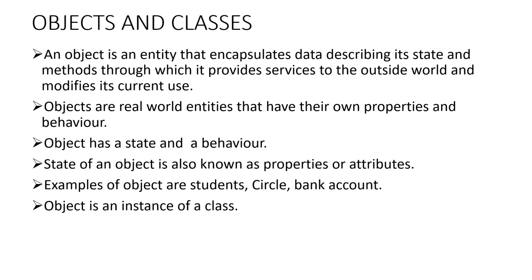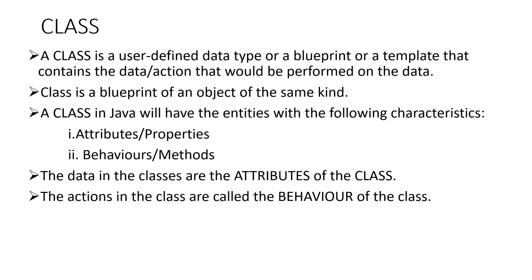Then we can also have the bank account. For a bank account, for instance, you have the account number. Then you can also have the name of the account holder. You can also have whether the account is a current account or a savings account. So that is about the object, and that is why we said an object is an instance of a class. Now that will lead us to what a class is. What do we call a class?